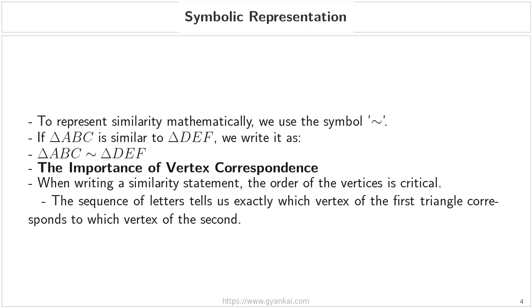The sequence of letters tells us exactly which vertex of the first triangle corresponds to which vertex of the second triangle. Now that we understand the two mathematical conditions required for similarity, equal angles and proportional sides, let's look at how we actually write this down in a mathematical statement. As we will see in the next slide, if you change the order of the letters, you are actually changing the mathematical meaning of the statement. So always pay close attention to which angles match up.